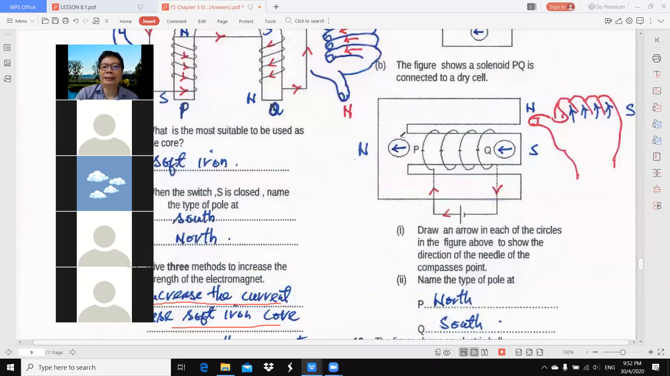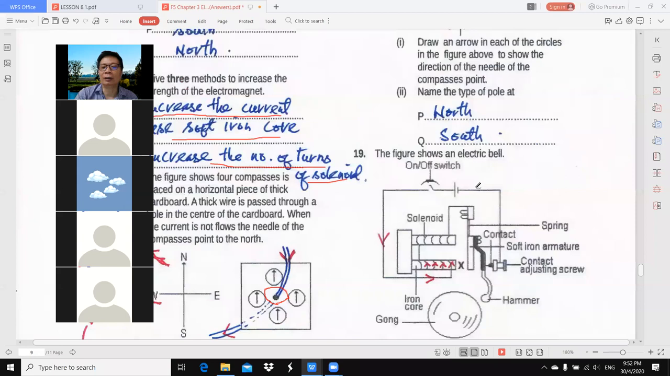When you put the pointer here, north, the pointer goes out because the magnetic field goes out from the north, coming to the south. South, it goes in, okay? North, it comes out. South, goes in, understand? Okay, this question is settled already. Okay, next.